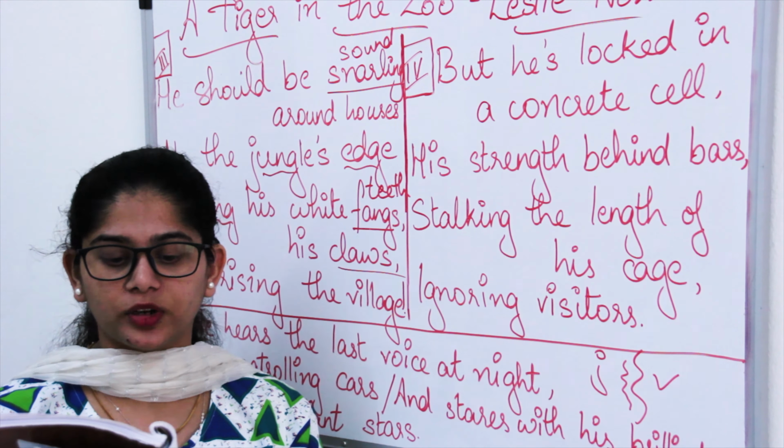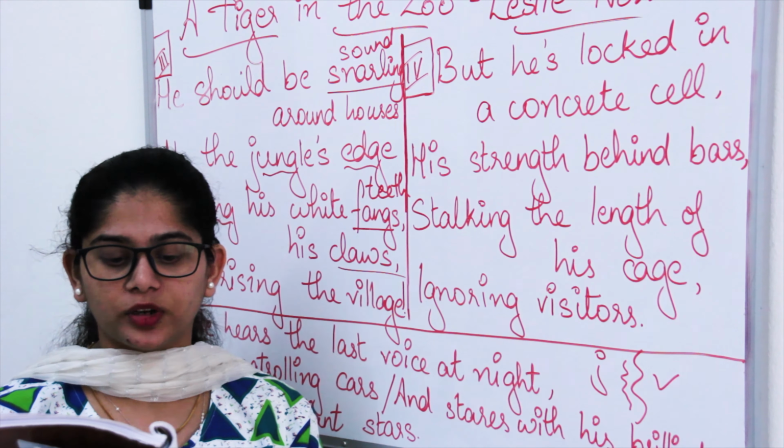Over here, what is happening? He's trying to terrorize the people in the village, showing his teeth and the fangs and the claws, terrorizing the village. Okay, so here in the third stanza, he's producing all these kinds of sounds, and he's at the jungle's edge, where the jungle and the village meet, and he's baring his white fangs, the teeth, and the claws, and he's literally terrorizing the village people. Okay, that's the third stanza.